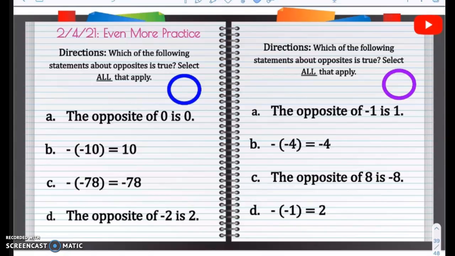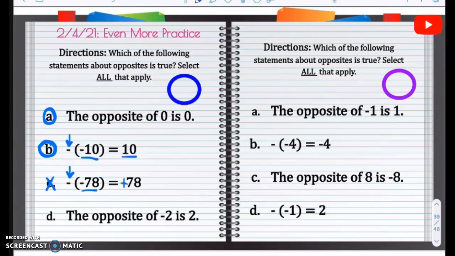Even more practice. Select all the following that apply. All right, so the opposite of 0 is 0. Yep, there is no opposite, so the opposite is just 0. The opposite of negative 10 is 10. Yes, it is. The opposite of negative 78 is, oh, it's going to be positive 78, so that's wrong.